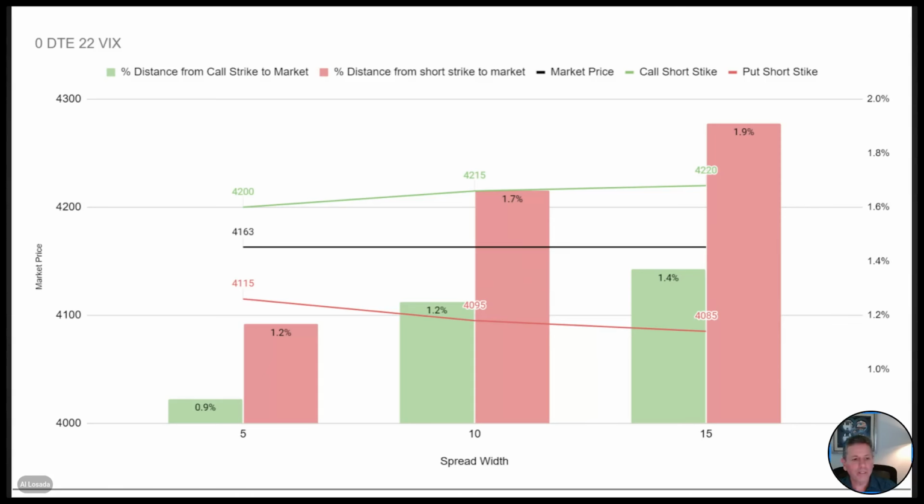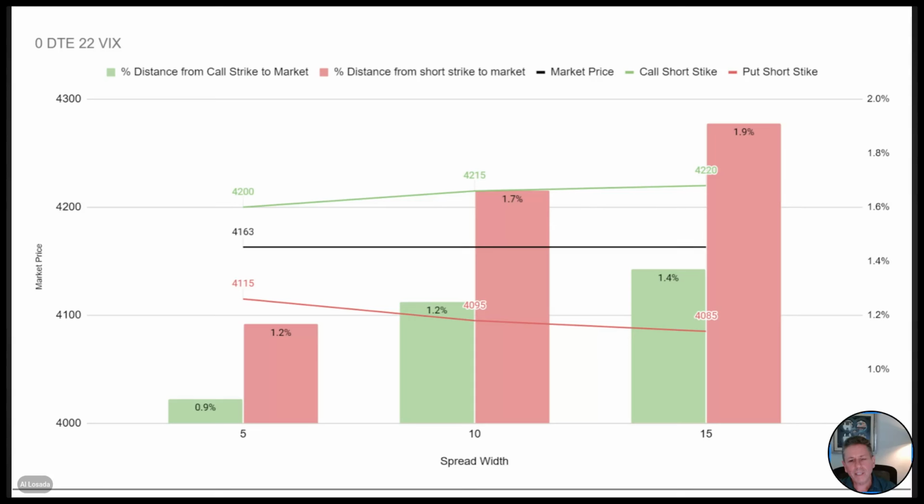Okay, if it's threatened. So that's one advantage of using 5 wides. All right, so 10 wides is really what I use pretty much all the time. So you get 1.2% and 1.7% for the 10 wides.